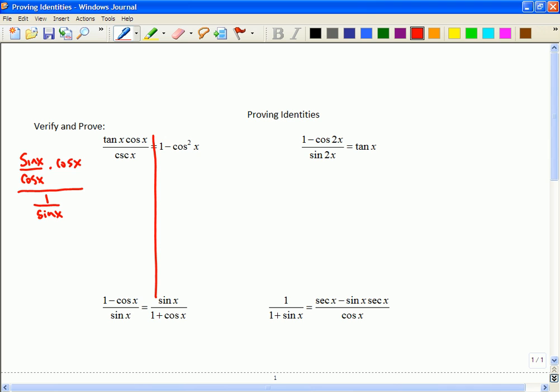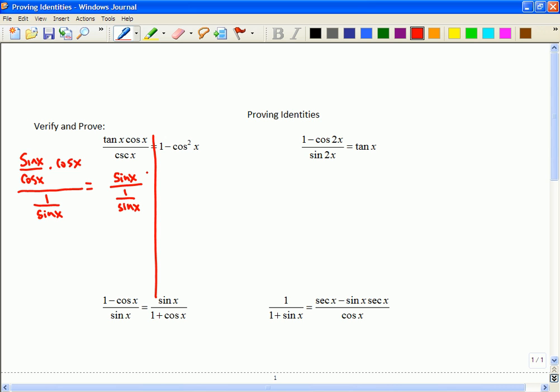Now, your work has to be legible enough to follow. It shouldn't look magical. I should be able to understand what you're doing. So usually people like to work vertically. If you're going to move horizontally, make sure I can see with an equal sign or some easy way to follow it. But the next thing I'd be putting down on here is that's just the sine of x, then divided by 1 over the sine of x.